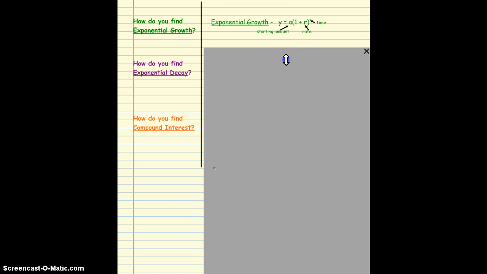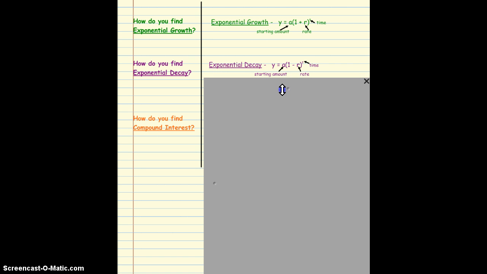Alright, exponential decay means things are going down. Exponential decay is almost the exact same thing, y equals a, except in parentheses, instead of 1 plus r, it's 1 minus r to the t. Again, the a is the starting amount of money that you have, r is the rate, and t is the amount of time. And lastly, compound interest.